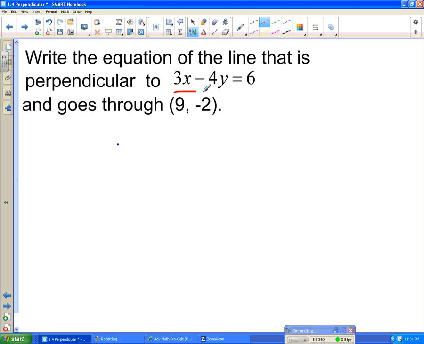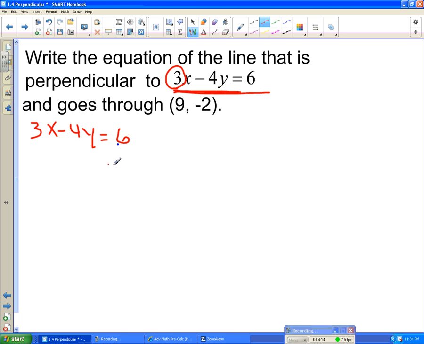Now here, this is not slope-intercept form, so we cannot assume that the coefficient of x here is the slope. It's probably not the slope. So what I'm going to have to do is take my equation, 3x minus 4y equals 6, and manipulate it a little bit. What I need to do is solve it for y.